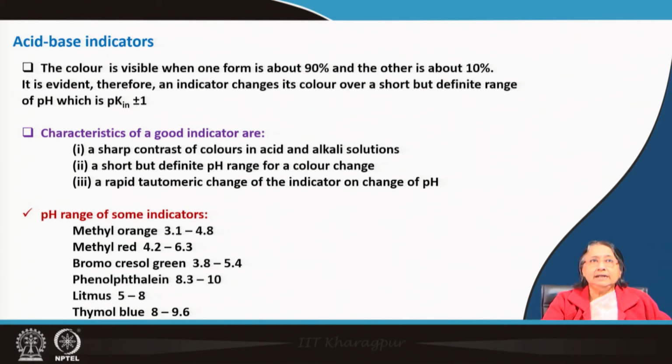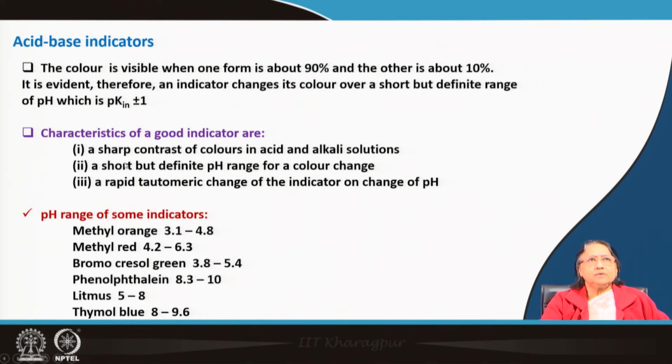Okay. And each indicator has its characteristic pH range where it changes its color, and that comes from here. So, 3.1 to 4.8, this is the range for methyl orange. For methyl red, 4.2 to 6.3. Okay. So, there are different ranges where it changes the color. For phenolphthalein, 8.3 to 10.